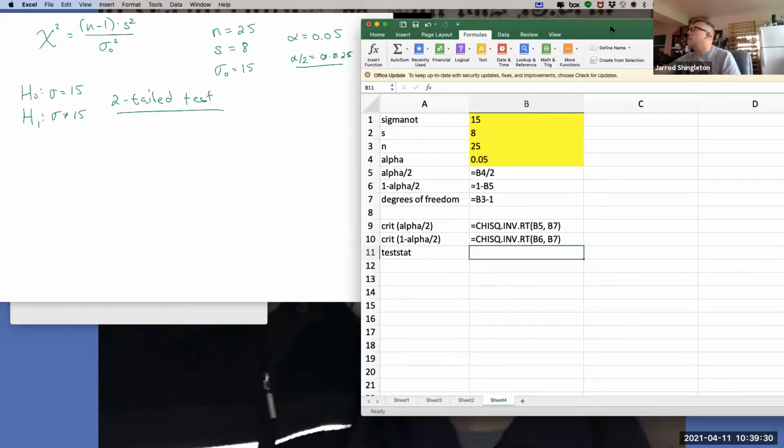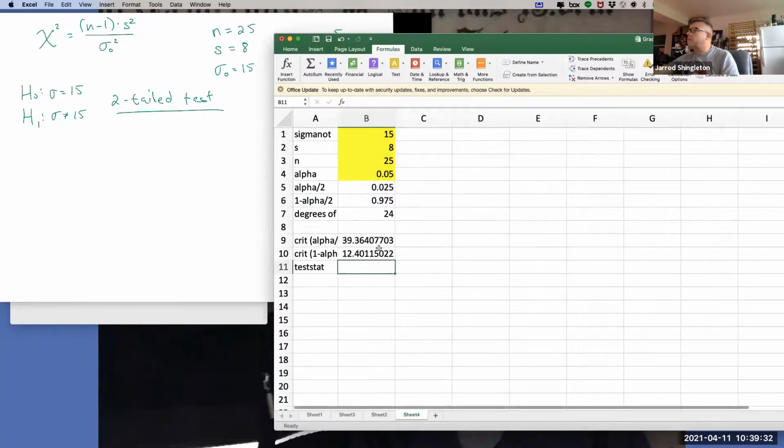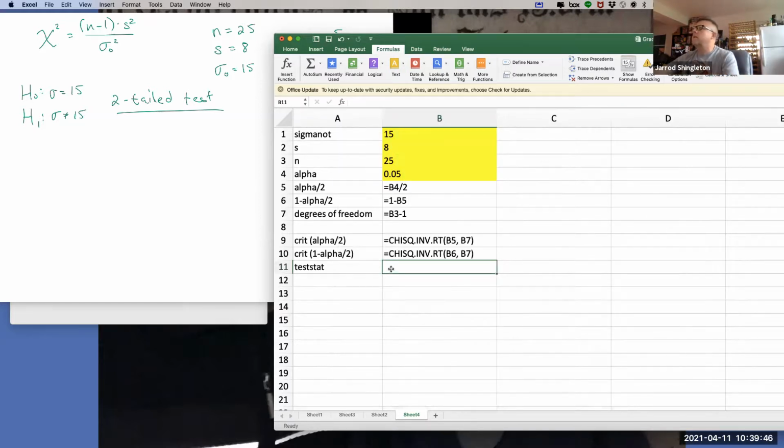Let's take a look at these before we go any further. Look at that, 39 and 12. If this test statistic is bigger than 39 or less than 12, then we reject the null hypothesis. If it's between those two values, we fail to reject the null hypothesis. Go back to formulas. Let's calculate our test statistic.